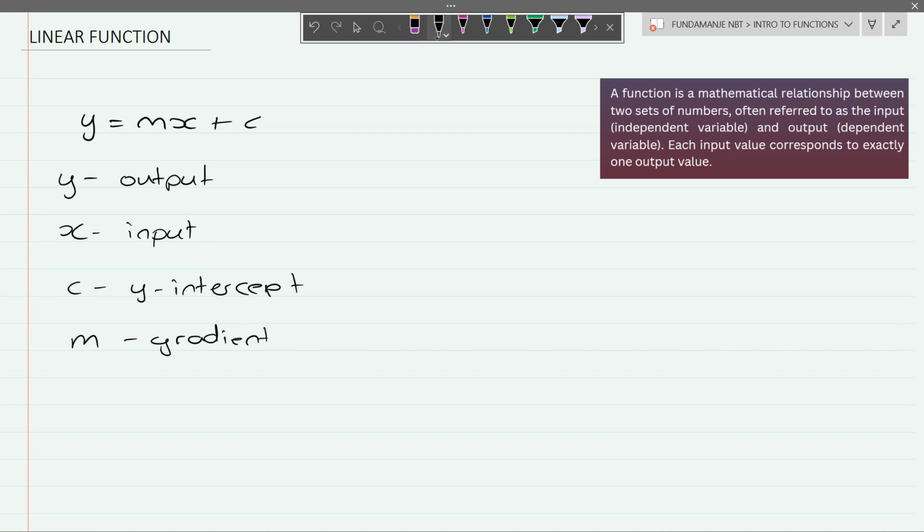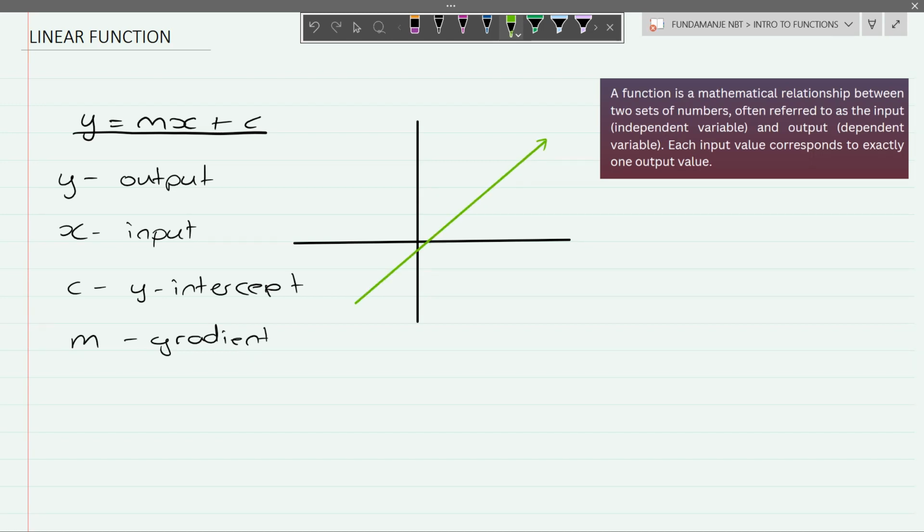Now, the gradient of a linear function, let me just draw a standard linear function. A normal linear function would look something like that. So, this is a normal linear function, and there are some characteristics about it that we can note down. We have here an x-intercept. Over here we have a y-intercept, and we say the y-intercept is characterized by c.